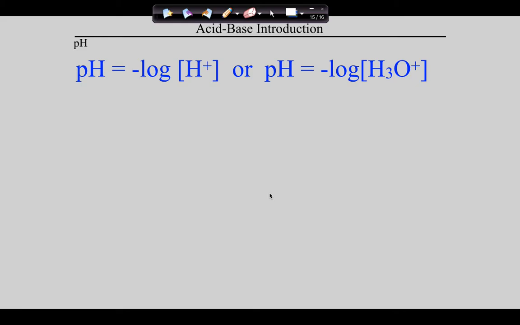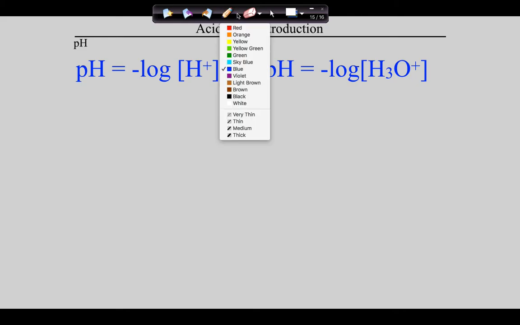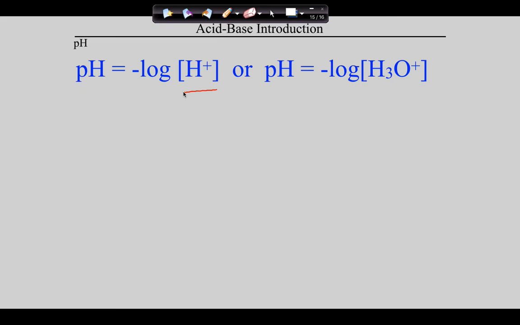And guys, notice that this is in 2 forms. It could be written as hydrogen ion. It could be written as hydronium ion. We've already agreed we understand those are the same. The only difference is one we include the water, the other we don't. But guys, this equation allows us to figure out hydrogen and hydronium ion concentrations.